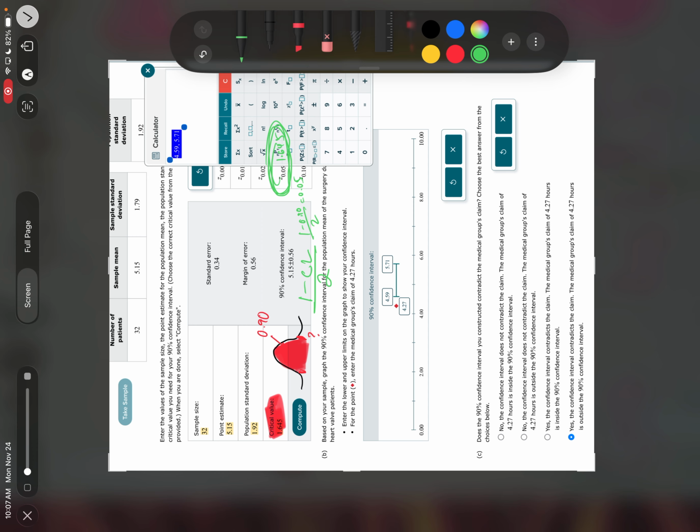And then everything else is just basic calculation, because this right here is 5.15 plus 0.56 and 5.15 minus 0.56. So the hardest part of this one is that critical value. And if you just have this formula handy, I don't give you that formula necessarily because that is just a thought process formula.